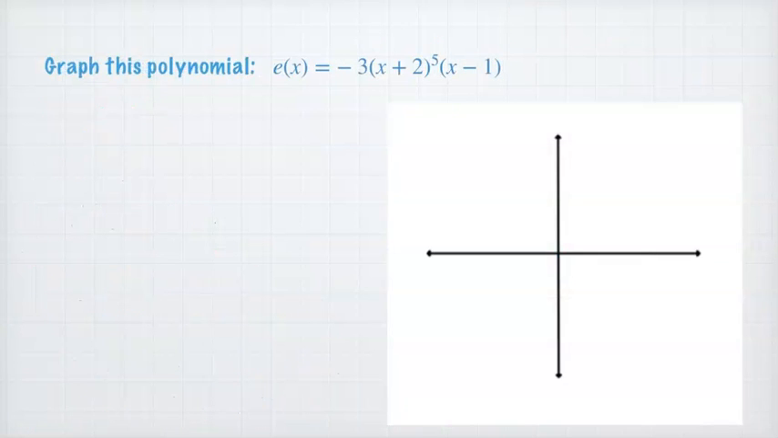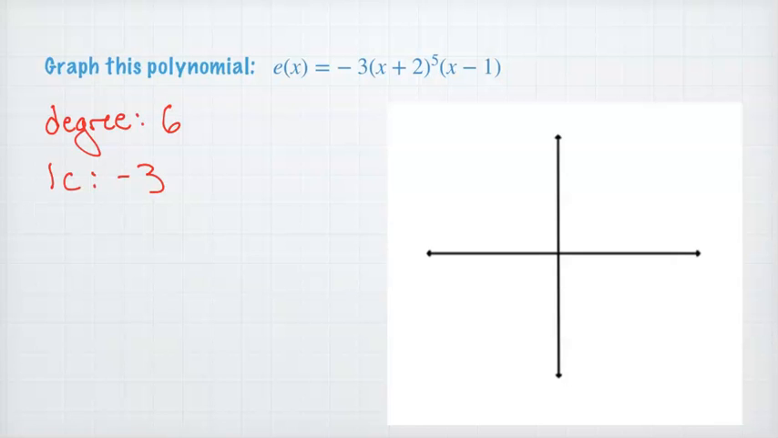All right, let's look at another one now. In this function, e of x, I know that my degree is, well, this is x to the 5th right here, and then another x. So if I add up all those x's, I get 6 x's altogether. All right. My leading coefficient is -3.